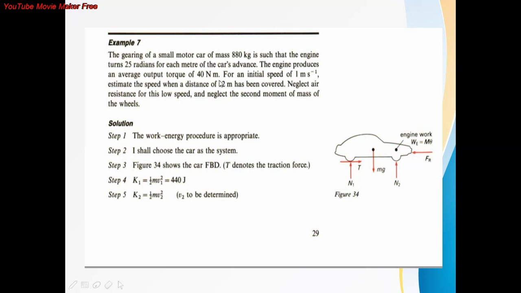Initial speed is given. Neglect air resistance for this low speed, and neglect the rotational moment of inertia of the wheels. Now this question can also be solved using the work energy procedure. As we know, the initial velocity here is 1 meter per second, and the final velocity we have to determine. So the initial kinetic energy will be 1 by 2 m v1 square, where m is 880 kg and v1 is 1 meter per second. After solving, we get 440 joules, and the final kinetic energy is 1 by 2 m v2 square, where v2 we have to find. So we are keeping K2 intact here, and let's go ahead.